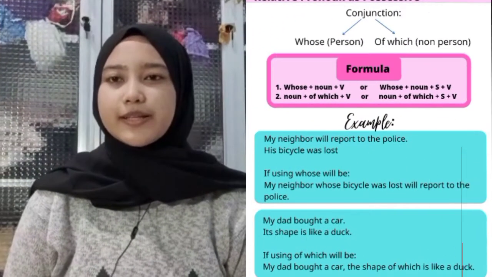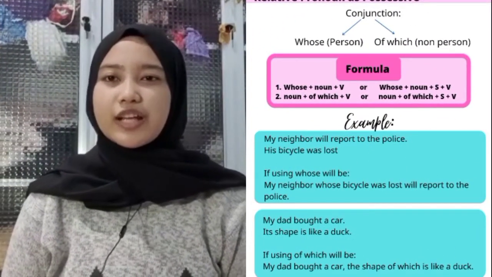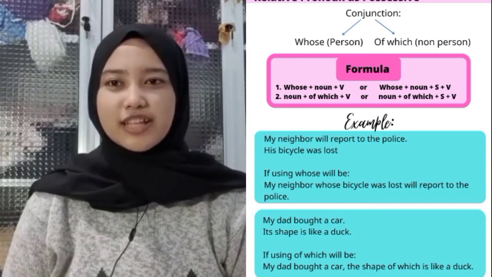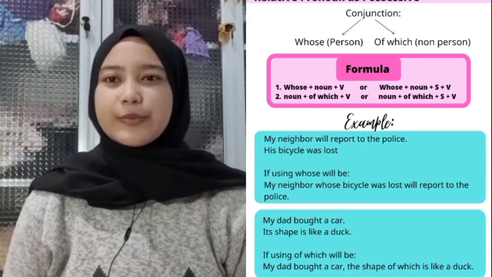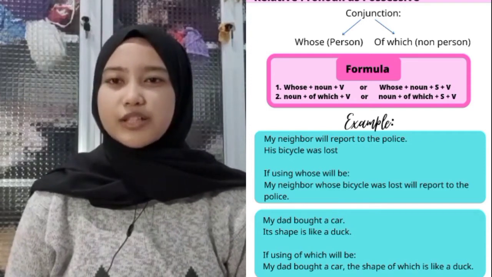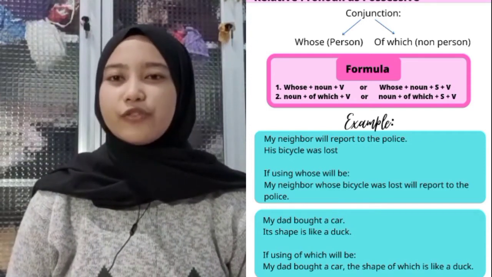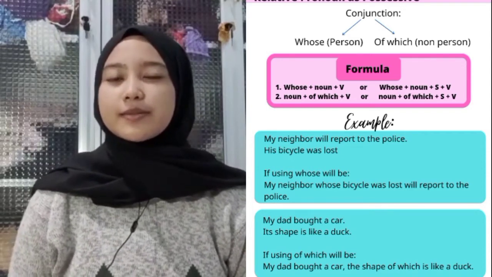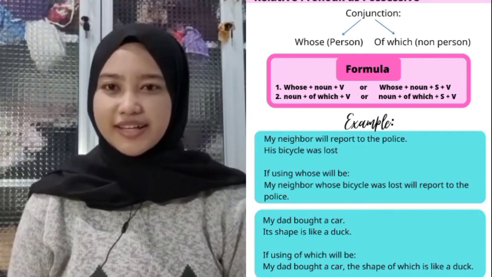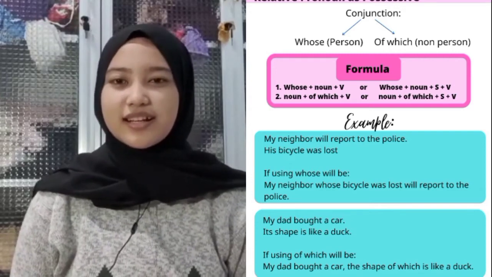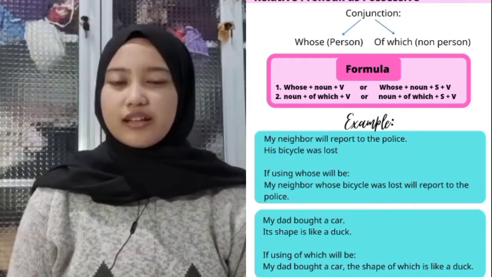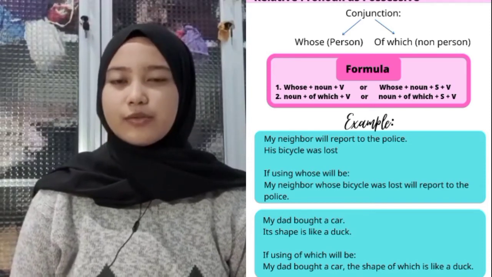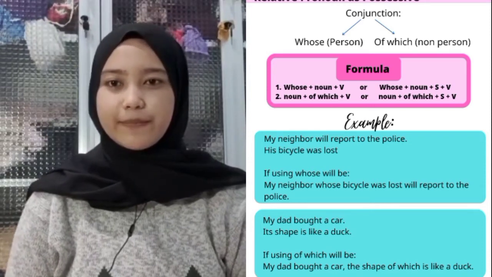I will explain about the relative pronoun as possessive. What is a relative possessive? Relative possessive is a type of adjective clause that often appears and serves to replace possessive, as my, your, their, our, his, her, its. The conjunction is whose for person and of which for non-person.